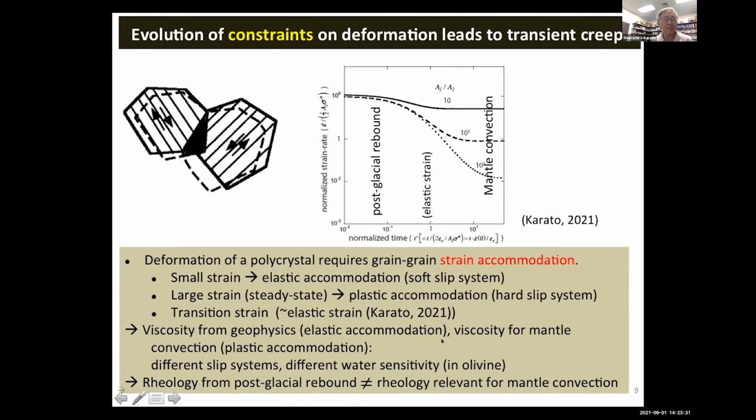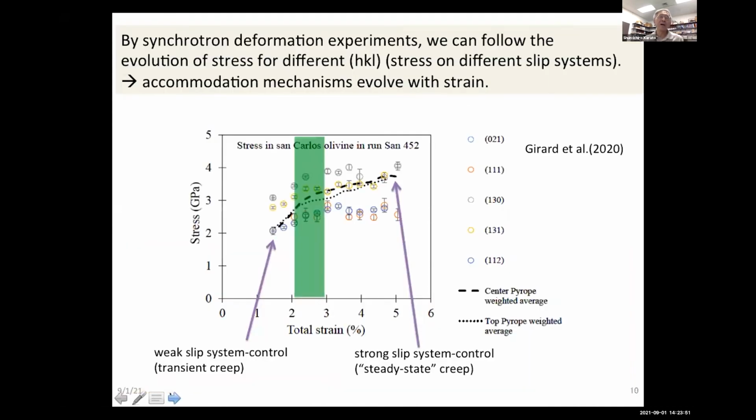If you look at the deformation of olivine, for example, the soft and hard systems have very different strength. More interestingly, water content sensitivity is very different between the two regimes. Therefore, it is very important to understand the behavior from transient to steady state creep. This can be done by synchrotron deformation experiments, which I think Jennifer is going to show later.